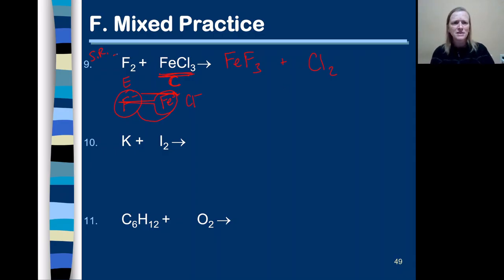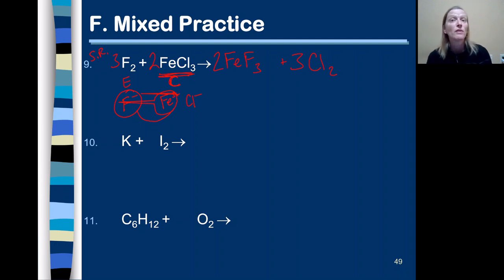And then in order to balance this, I need 3 fluorines with 2 iron 3 fluorides, so that I have 6 fluorines on both sides. But now I've got 2 irons, so I'm going to need to write a 2 in front of the iron 3 chloride to balance the ions. That also gives me 6 chlorines. 2 times 3 is 6 for my chlorine. So I need to write a 3 out front here.